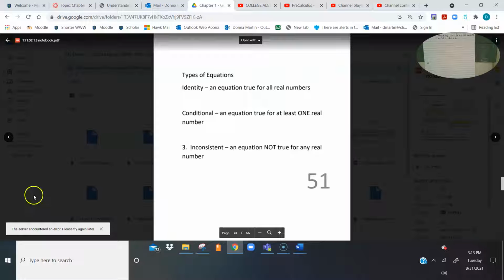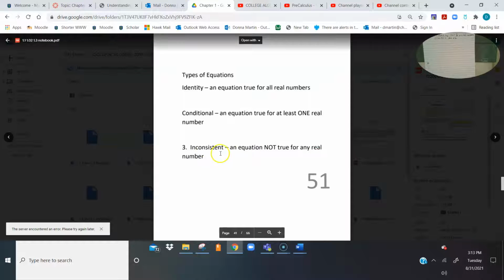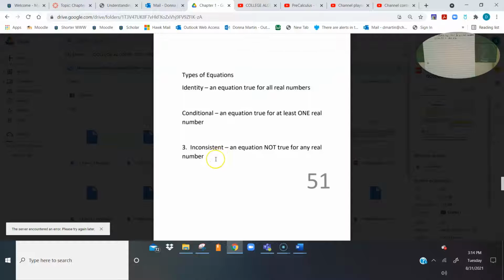There are several types of equation solutions and types of equations based on the solution that you get. The ones that we'll consider in Chapter 1 are identity equations, an equation that's true for all real numbers, a conditional equation, an equation that's true for at least one real number, and then inconsistent equations, equations that are not true for any real numbers. We would say that they have no solution.